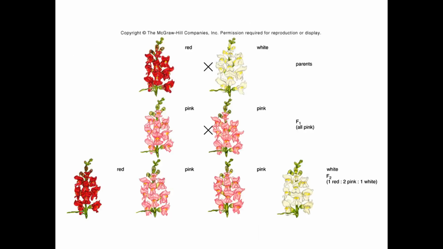So if you cross two plants and the offspring have a phenotype that neither parent has, or that did not appear in the previous parental generation, chances are you're going to have incomplete dominance, okay? So once you have a blending of phenotypes in the next generation, that is going to be incomplete dominance, okay? So a blending equals incomplete dominance. So you don't get red or white, you get a third option, which is pink.